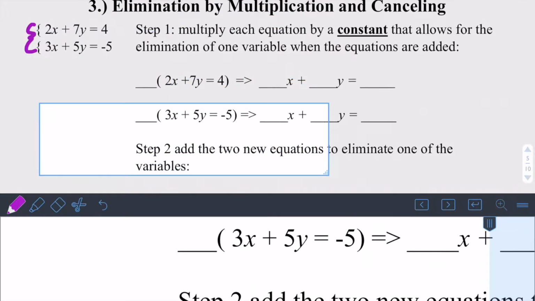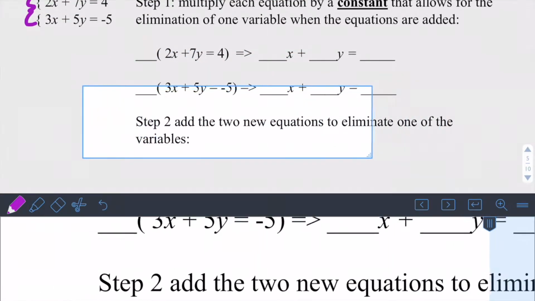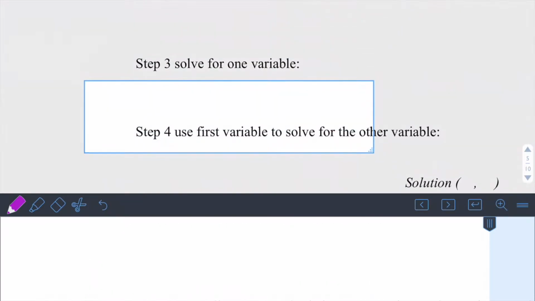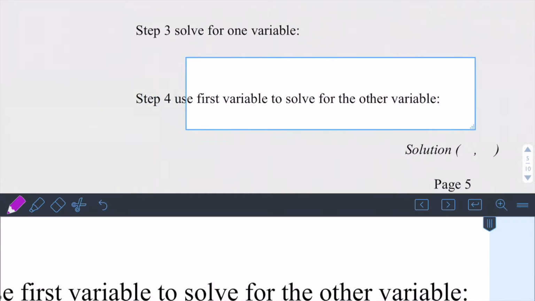And it says step 2, add the two equations to eliminate one of the variables. And step 3, solve for the one variable. And step 4 is use the first variable to solve for the other variable.